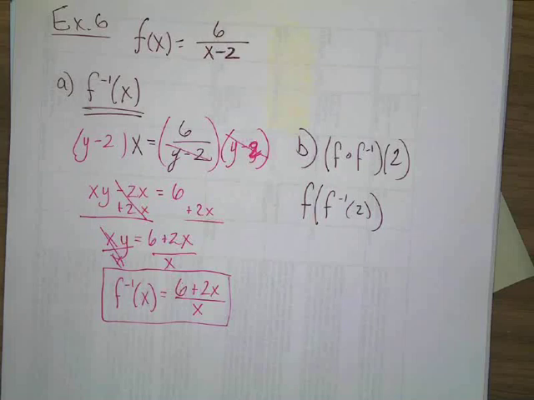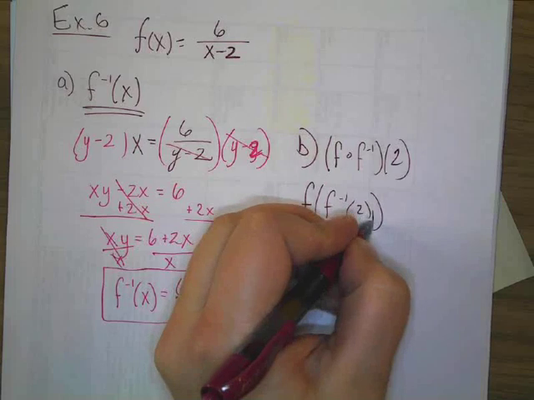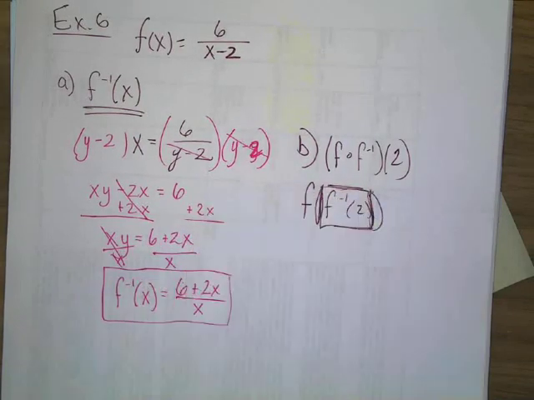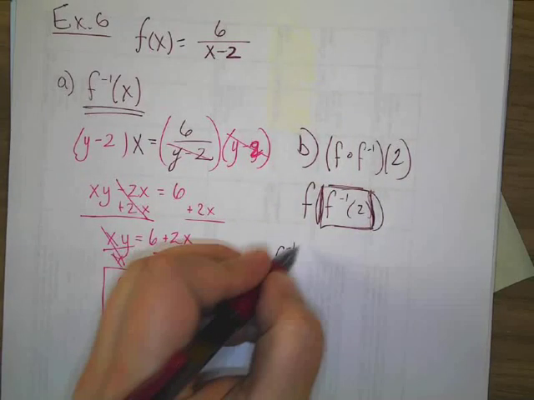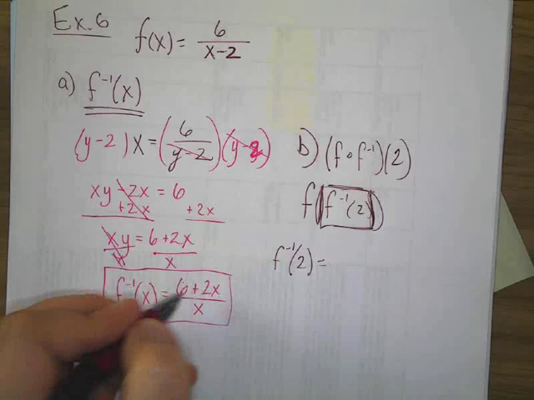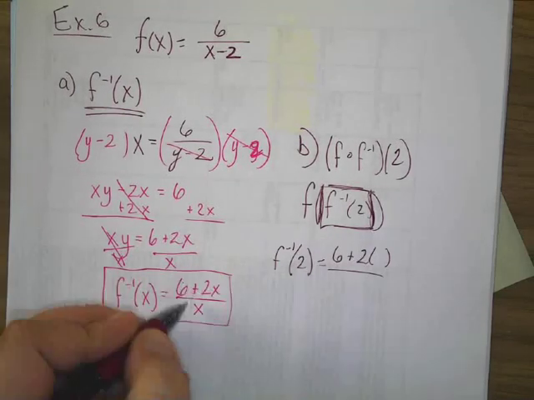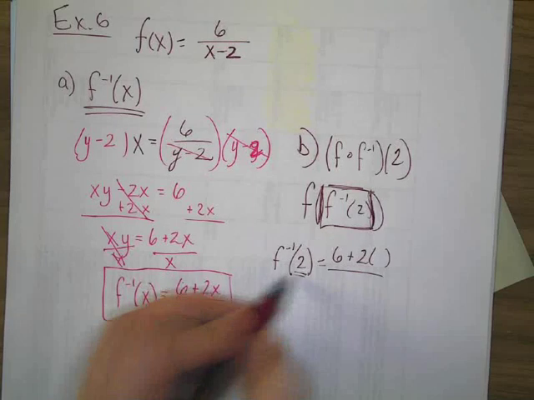Where do we focus at first? The inside. So we're going to look right here at the inside. So f inverse evaluated when x is 2. So then off to the side, f inverse of 2. So I take my inverse function, but instead of an x, what are we putting in? 2. Yeah, 2.